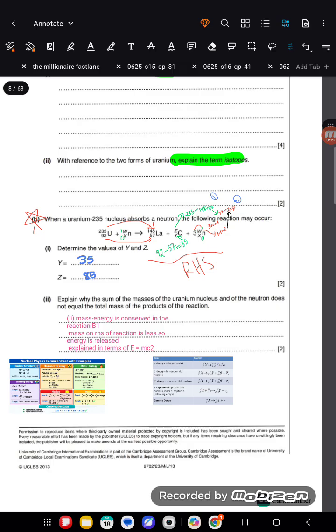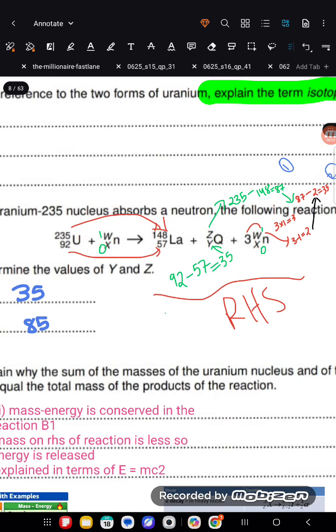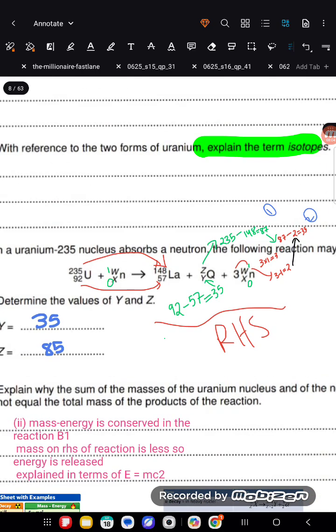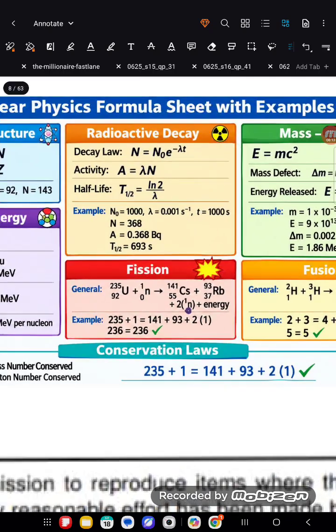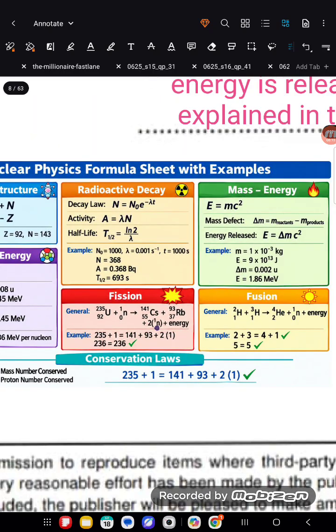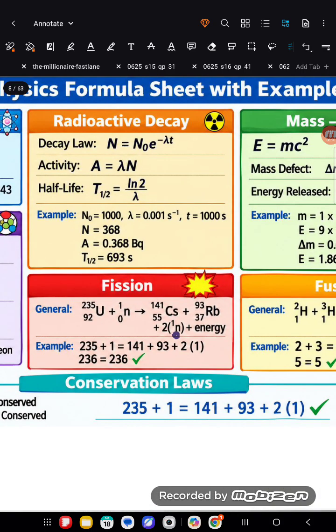The top. Okay, as I say, you right hand. So in this question you can see this one. 248, this 92, it changed to 57. So you can see here this one, this one, this is uranium, for example.